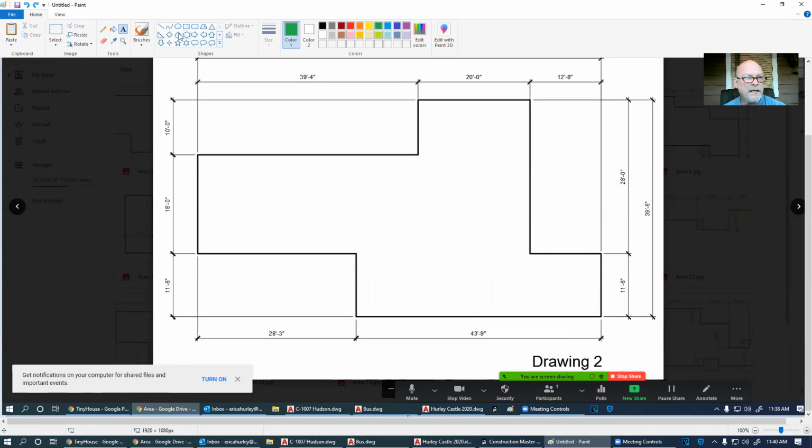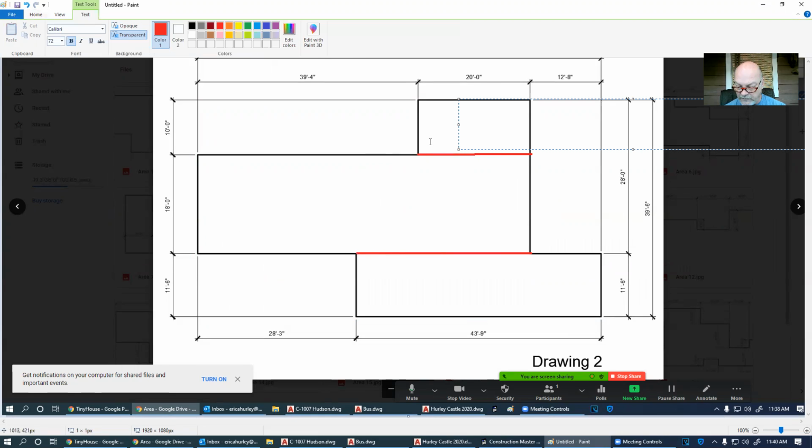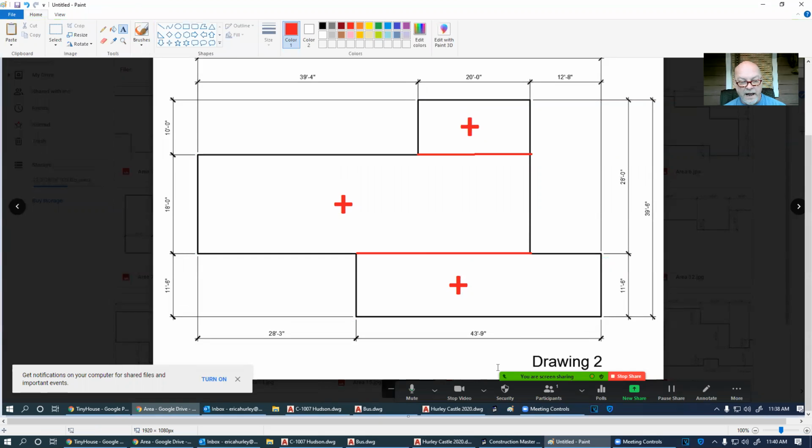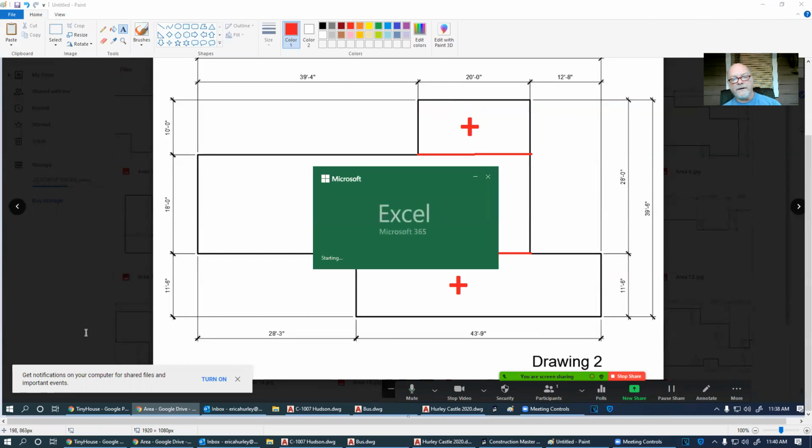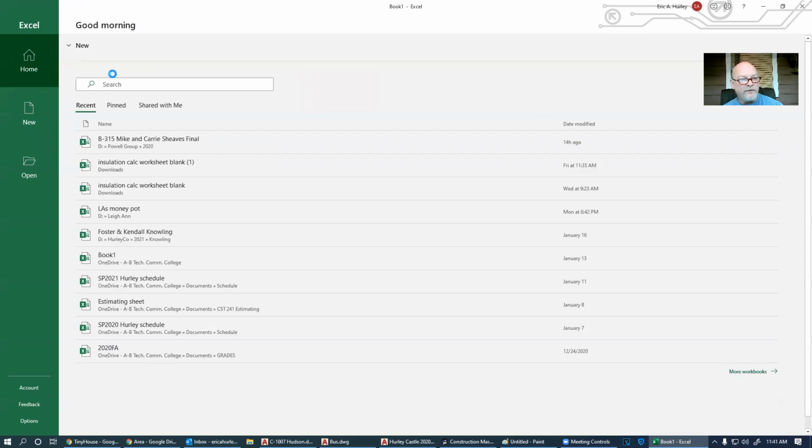The other way is to section this off. And this is called the addition method. So basically you're going to figure out what this area here is, what this area here is, what this area here is, and add them all together. One thing that can help you to do this is using Excel. It will help you tremendously.